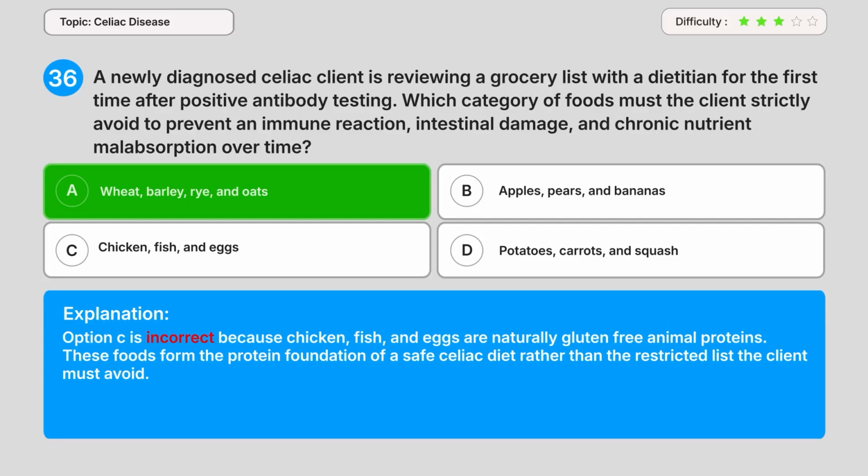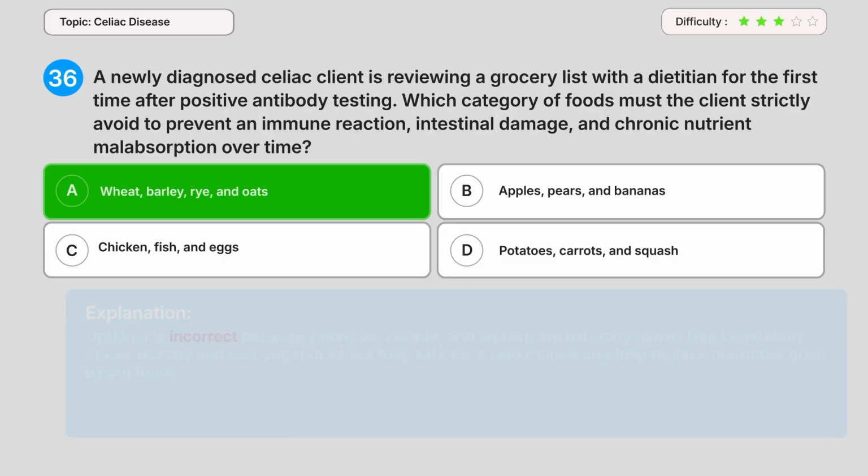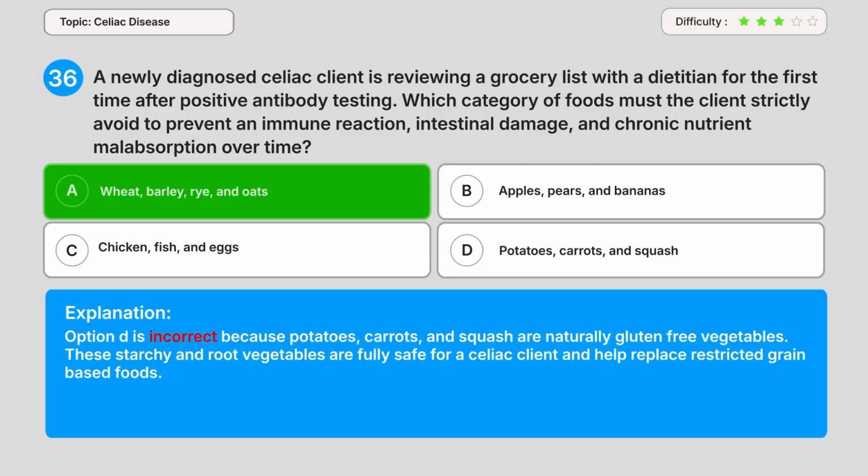Option C is incorrect because chicken, fish, and eggs are naturally gluten-free animal proteins. These foods form the protein foundation of a safe celiac diet, rather than the restricted list the client must avoid. Option D is incorrect because potatoes, carrots, and squash are naturally gluten-free vegetables. These starchy and root vegetables are fully safe for a celiac client and help replace restricted grain-based foods.